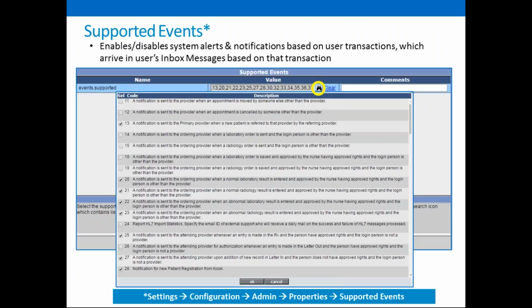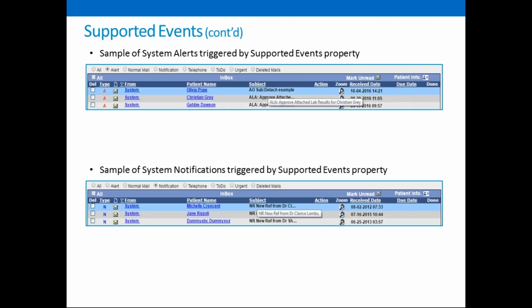Previously, this was not available to users, so you had to go through technical support to manage it. Now you can manage it on your own. If you go under admin properties, supported events, you have access through the binocular. You can now turn on or off the alerts that you want. And this is just a couple of examples of the alerts or notifications that are triggered.